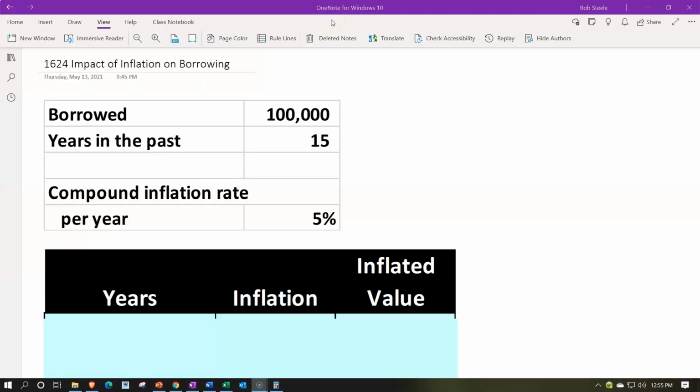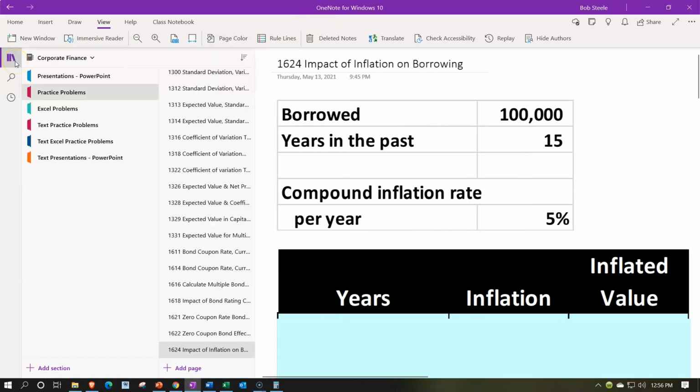If you have access to OneNote and would like to follow along, you're not required to, but if you would like to, we're in the icon on the left-hand side. We're in the Practice Problems tab, then down in the 1624 Impact of Inflation on Borrowing tab. Also note, when using OneNote, look at the Immersive Reader tool. Our practice problems will be down here in the text area as well.